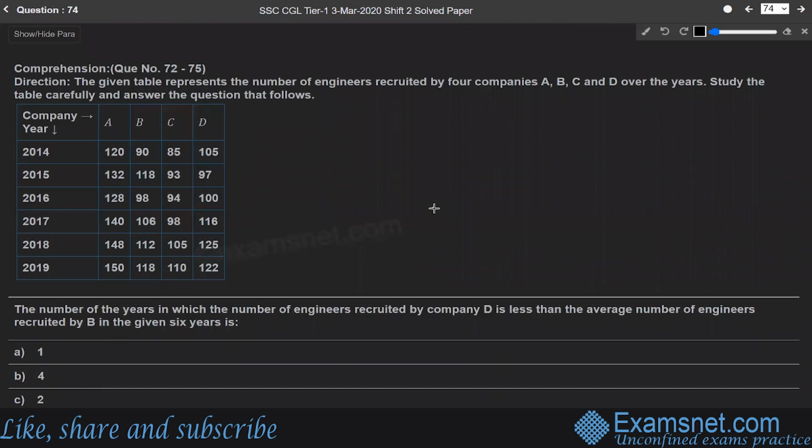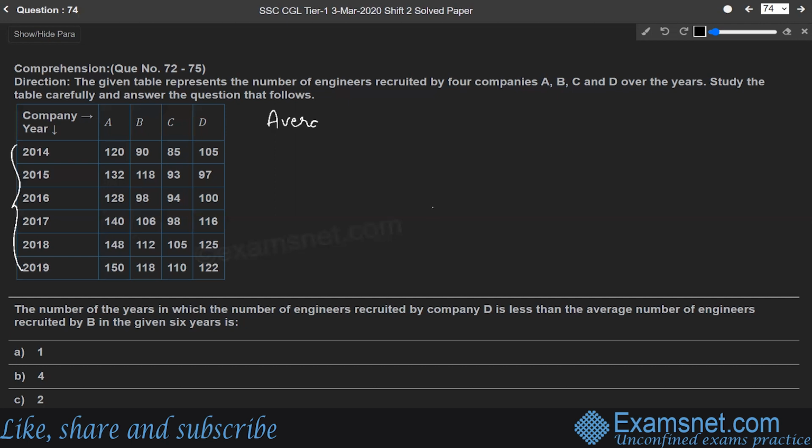Next part of the question is: the number of the years in which the number of engineers recruited by company D is less than the average number of engineers recruited by B in the given 6 years. First of all, let us find the average number of engineers recruited by company B in the given 6 years. What do you mean by average? Average means sum of all the values divided by the total number of values. Okay. So for company B, we have to do the sum of all the engineers divided by the total number of years. What are the total years? We have 6 years, right?